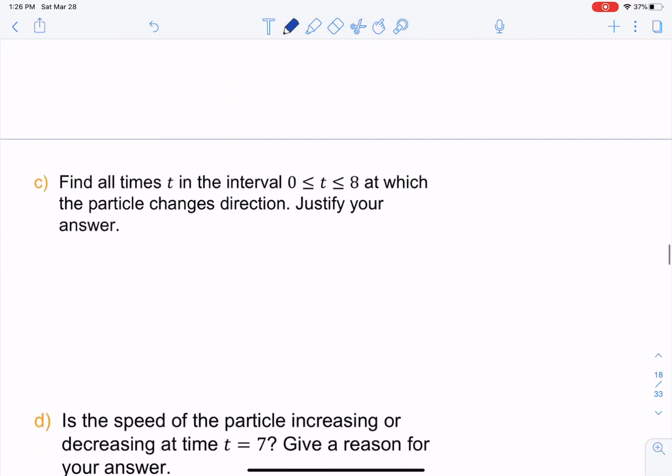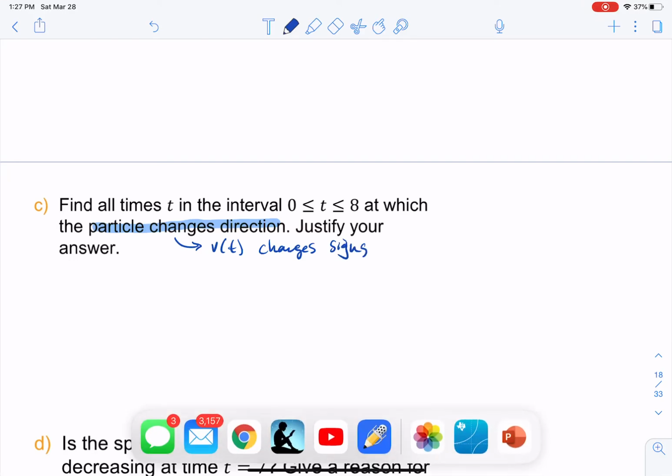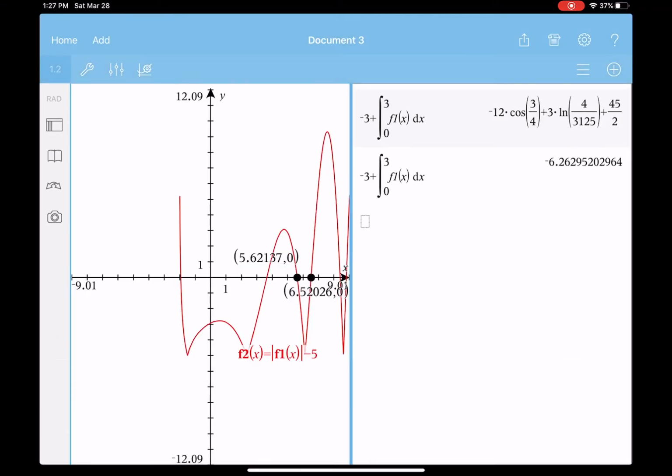Find all the times in the interval from 0 to 8, at which the particle changes directions. So the particle is going to change directions when v of t changes signs. That's what we want to see. So let's go back to our calculator. And then I'm going to have to change up my graph here a little bit. I need to go back to the original graphs.